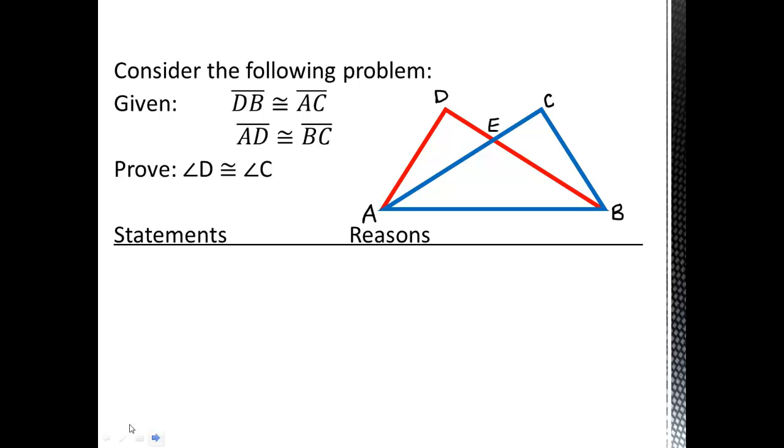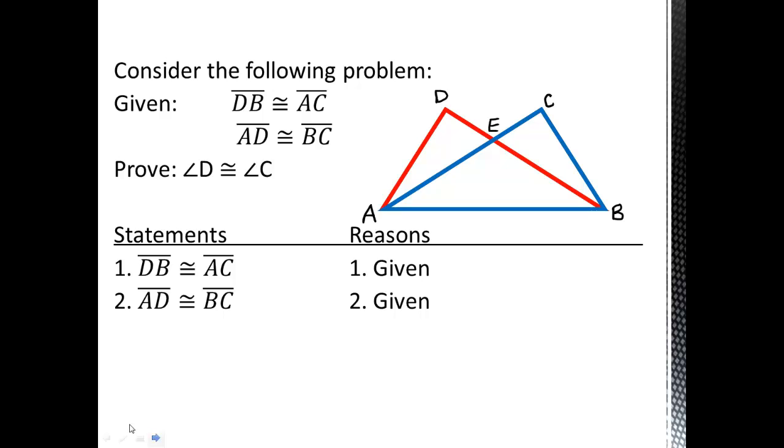So let's go ahead and start our proof. Always start with your given. We're given that segment DB is congruent to segment AC. Can't do a whole lot else with that right now, so let's move on to our next given. We've got segment AD is congruent to segment BC, and the reason is it's given. So we've got two sides, and when you have two sides, you can prove triangles are congruent by side angle side or side side side.